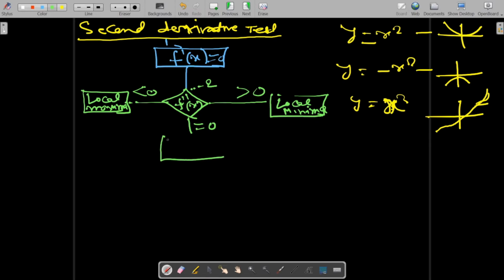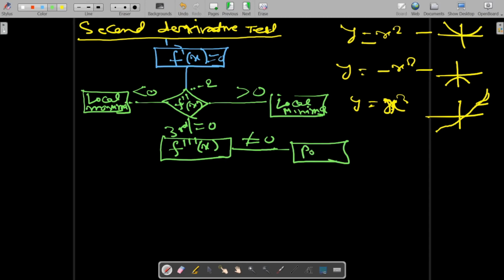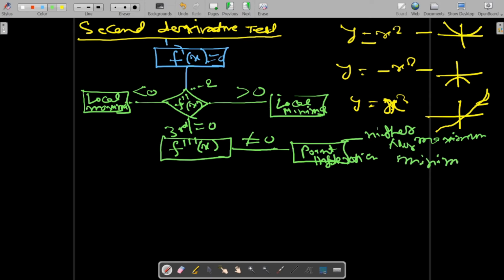The second case is if the second derivative is equal to 0, then what to do? Then we have to perform the third derivative test. We do the third derivative here, and if it is not equal to 0, then that particular point is a point of inflection, neither maximum nor minimum, which is y equal to x cube.